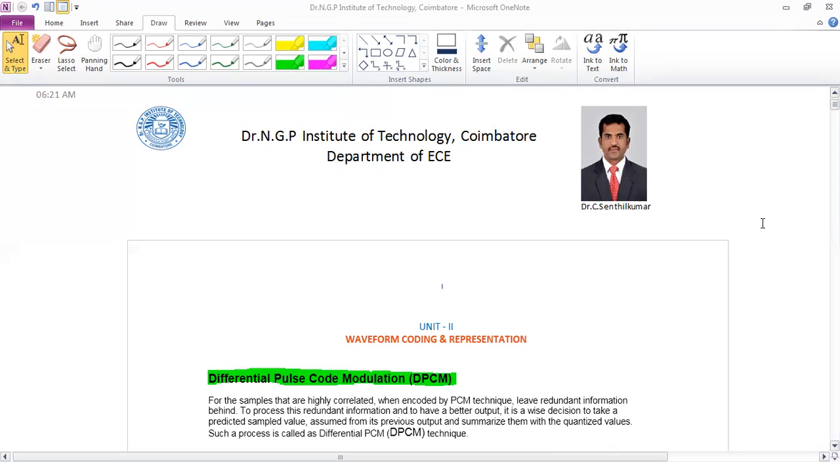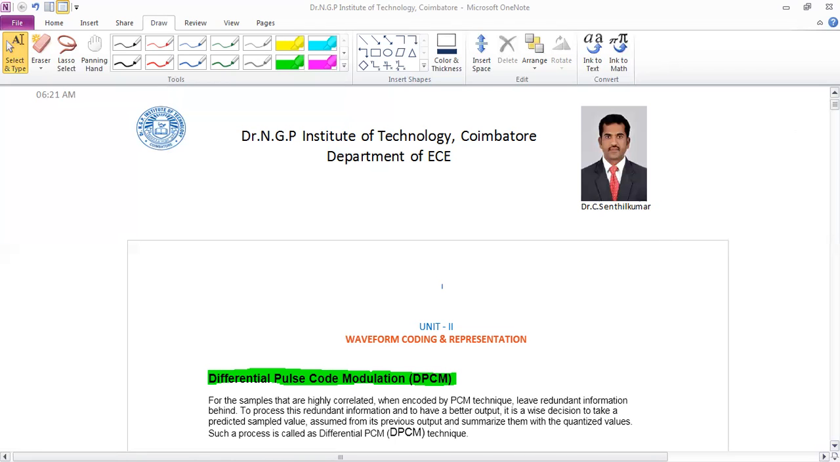We can decide to have a predicted sampled value along with the previous output and summarize them with the quantized values. Such a process we call differential pulse code modulation. Basically, only the difference between the samples is modulated using differential pulse code modulation.